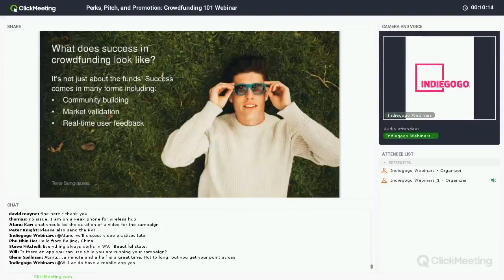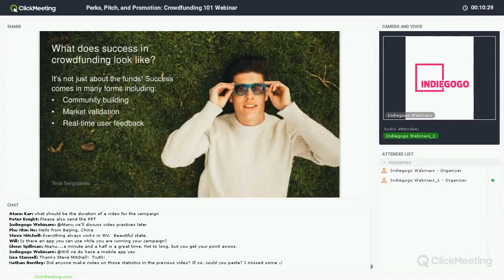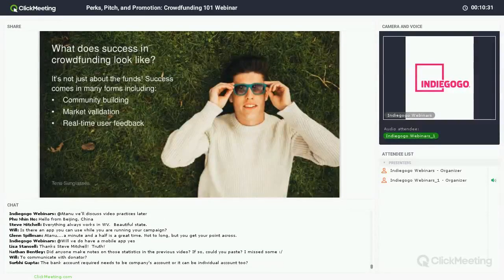Real-time user feedback, of course, is another big one. Like I said, we have that comment section. A lot of our campaigners run polls as their campaigns are going. People will ask, what color do you want for this? Do you see any new features that you'd like added on? The possibilities really are endless. It's up to you how you feel like engaging with your community and your backers.